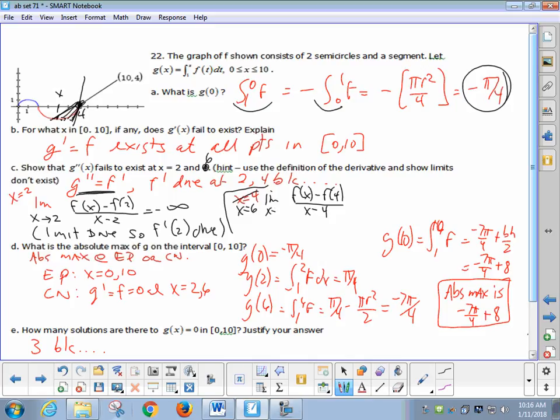Now that actually right there is enough to say the derivative doesn't exist, but what do they approach from the right?